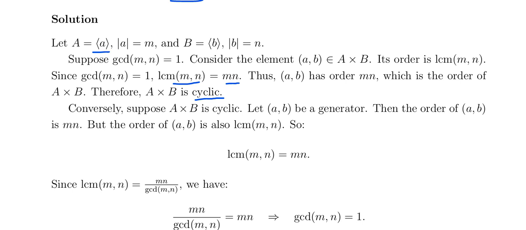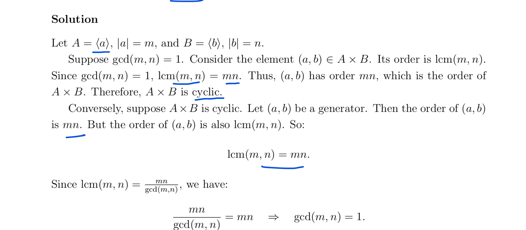Because the order of a is m and the order of b is n, therefore A cross B is cyclic. In the case of A cross B being cyclic, we want to prove that m and n are relatively prime. Cyclic means it is generated by some element, that is (a, b). So the order of (a, b) is mn. The order of (a, b) is also the LCM of m and n. So the LCM of m and n is mn.